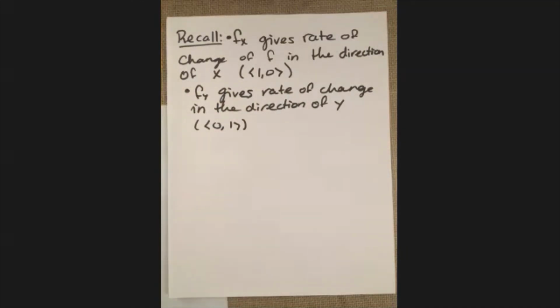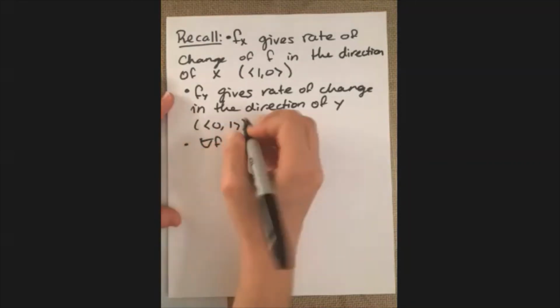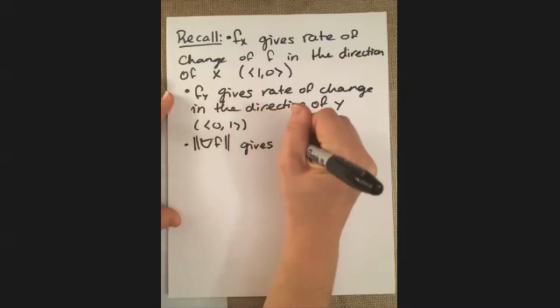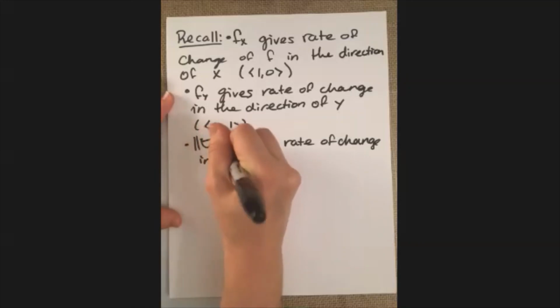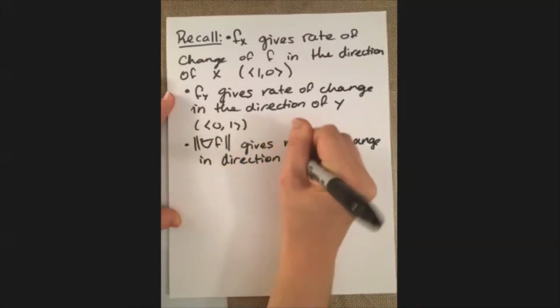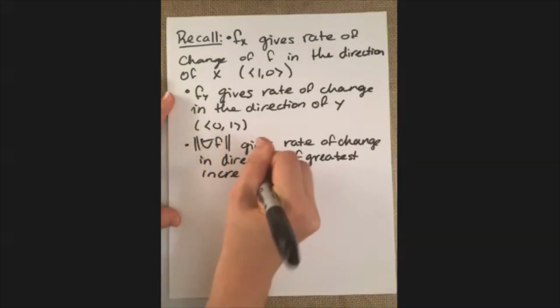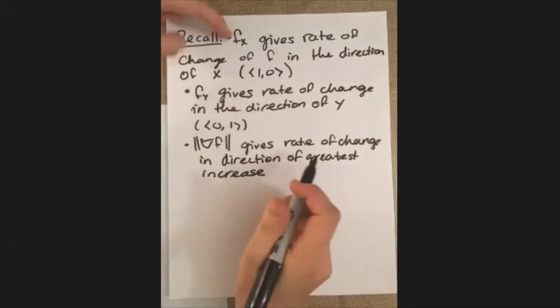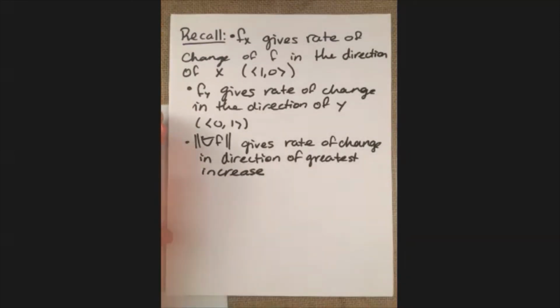Well, suppose we want to know rate of change in some other direction, okay? Well, the gradient of f, the absolute value of the gradient of f, or the norm of the gradient of f, gives rate of change in the direction of greatest increase. And then the directional derivative generalizes all of this using combinations of fx and fy through the dot product to give the rate of change in any direction.